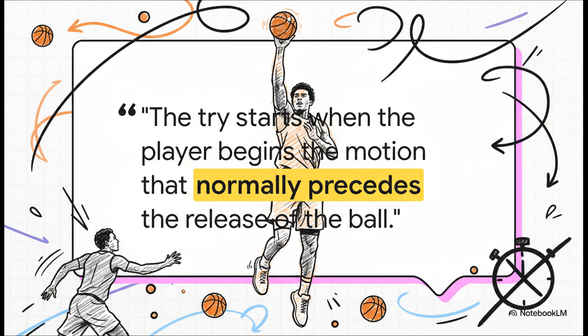And thankfully, Rule 5.1.1.10 gives us a little more to work with. It says, the try starts when the player begins the motion that normally precedes the release of the ball. You can think of this as the point of no return. Once this specific motion starts, if a defender fouls them, the offensive player gets to finish their shot. But that just leads to the next big question. When does that motion officially start?